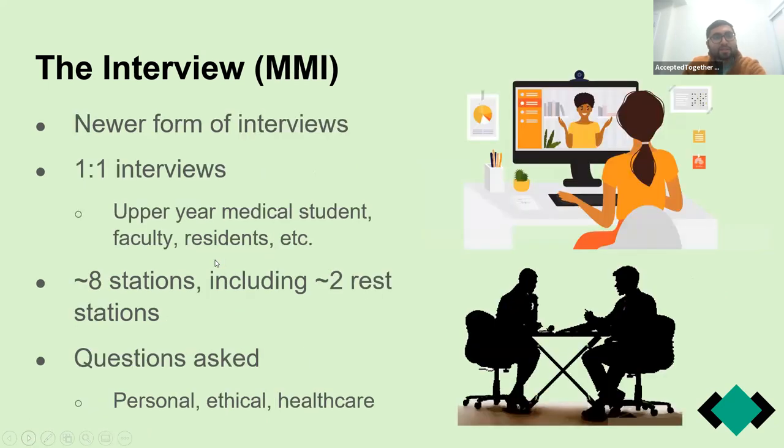And so back to this slide that we were on about the information on the MMI. So a little bit newer, there'll be one-to-one, again, upper year medical students, faculty, residents, and such. And what that'll look like is you'll walk into a station, they'll give you a prompt and you have maybe about 2 minutes. It varies slightly depending on the school, but it'll be about 2 minutes to think about it. And then roughly about 7-8 minutes just to talk. But that also includes follow-up questions. When I get to the MMI specific information, I'll talk about the timing a little bit better. And again, the questions asked range from personal, ethical, and healthcare.